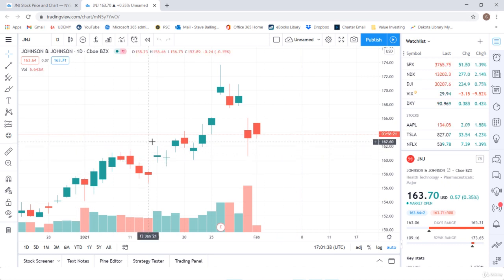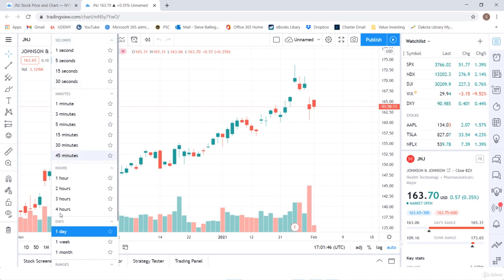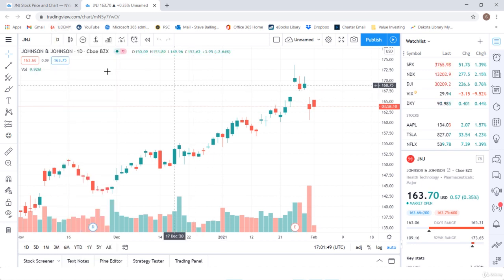Now, one thing with Johnson & Johnson, let's say I'm a long view trader. So I'm not trading a short-term pattern. This is, by the way, based on days. I could change it up here to hours, minutes, weeks, or whatever I want to do. We'll leave it at days here.